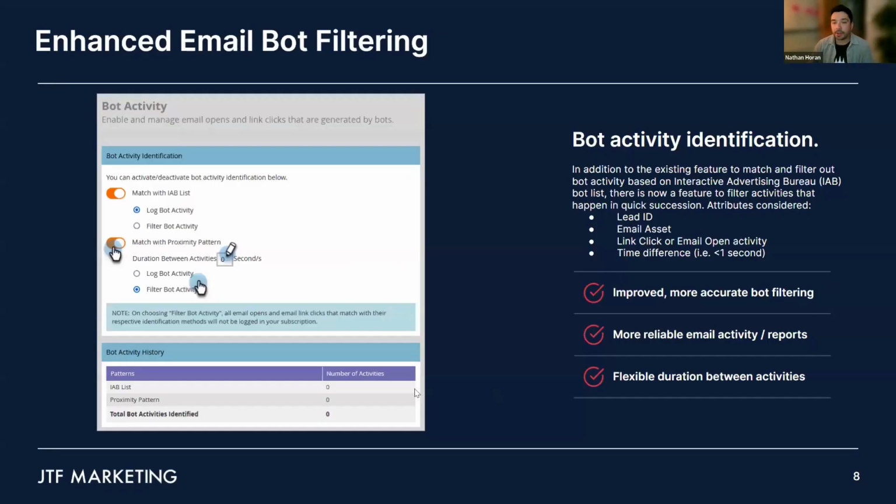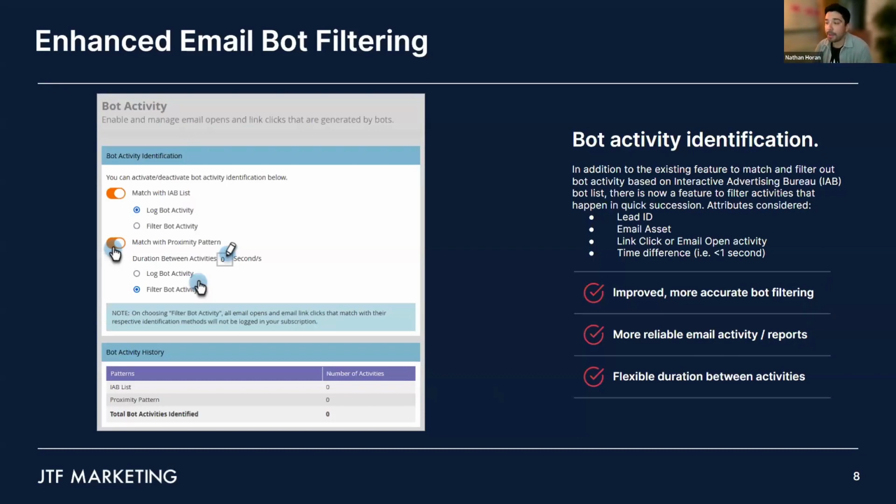Then this was also part of the January release, I believe. There's enhanced email bot filtering. As you may already know, the long-standing functionality was based on the Interactive Advertising Bureau list, which basically identifies typical bots and filters them out. However, there's a limitation that we're relying on one single list, and there's still a lot of bot activity that's getting through after that point.